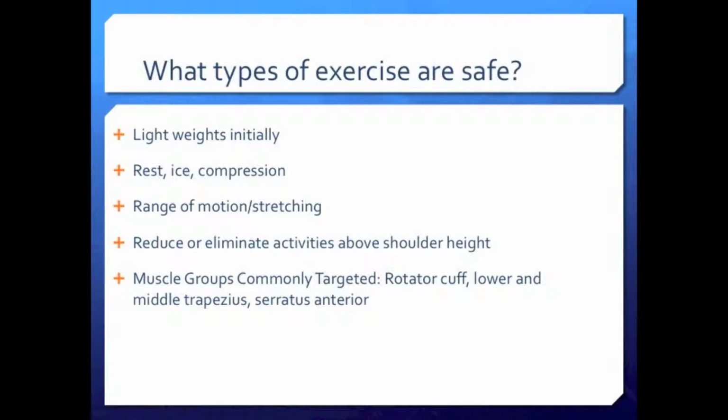Most exercises are going to be safe, especially if you avoid a lot of weighted overhead motions. A military press is a bad idea in this situation. Most people do better if they start with light weights and ice it afterwards. There are certain range of motion and stretching activities that can be beneficial depending on what exactly is causing the impingement and the pain. And again, just in your general lifestyle, reducing or eliminating the activities that occur above shoulder height will be beneficial in the long run.